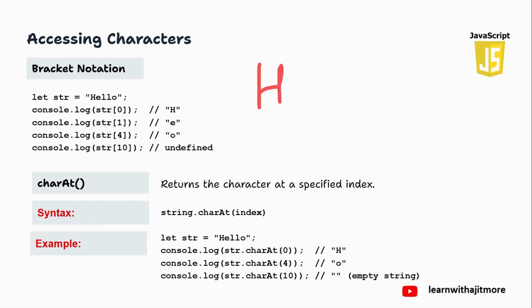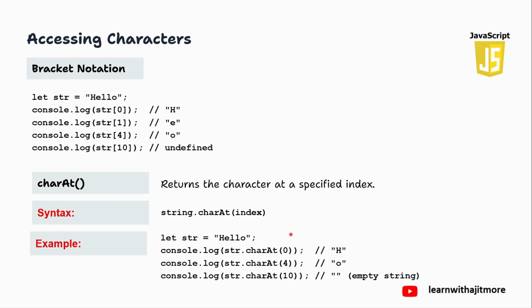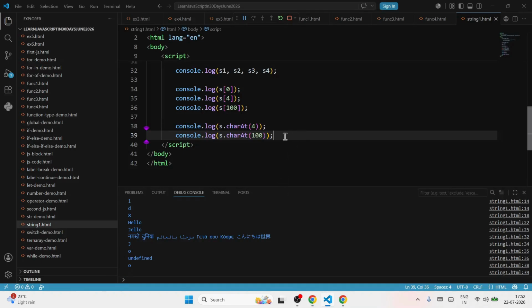Like if your string is HELLO, the positive index starts from the left and starts from zero: 0, 1, 2, 3, 4. And the negative index starts from the right end, but it starts with -1: -1, -2, -3, -4, -5. So in at, giving a negative index is allowed, but in charAt you can't give a negative. If you give a negative, an empty string will come. Look here.